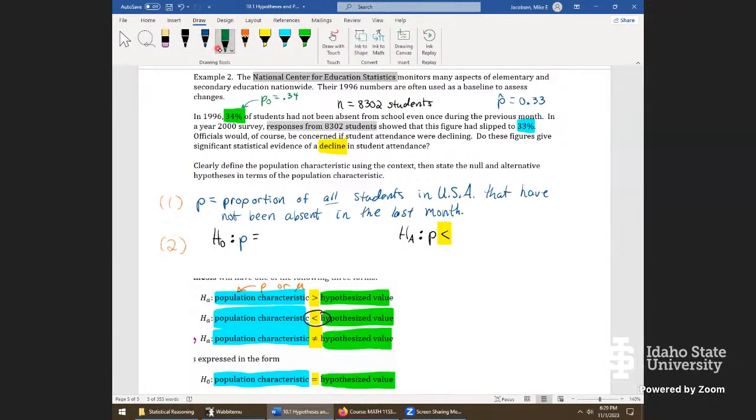Then with all that out of the way, go back to the hypothesized value, 34%. It needs to be written as a decimal, 0.34.